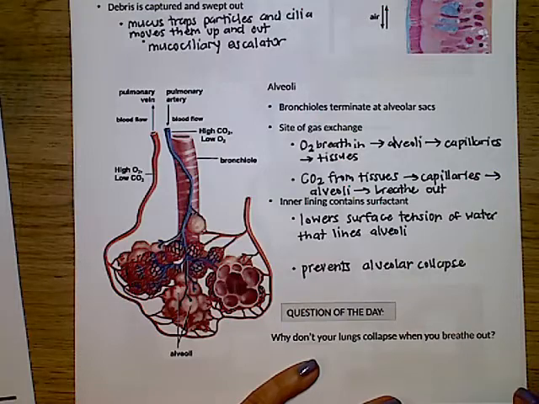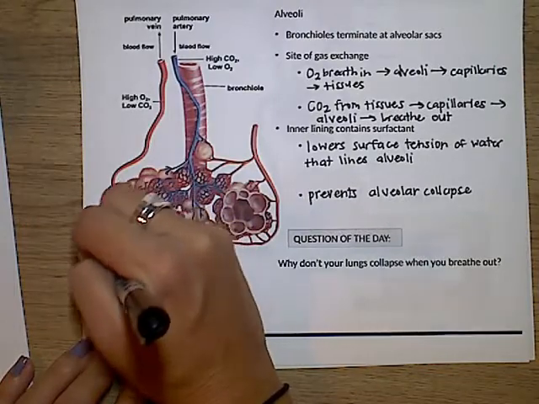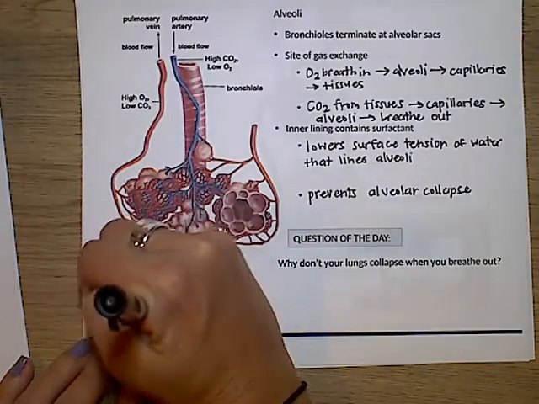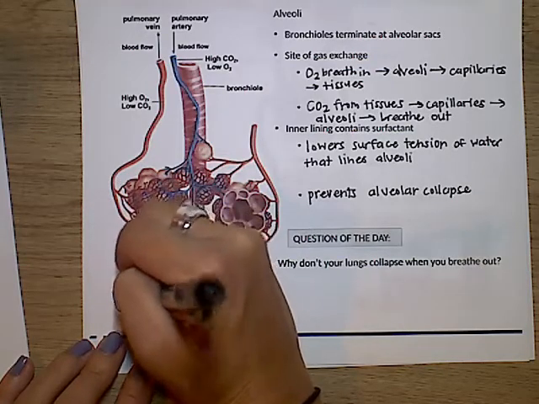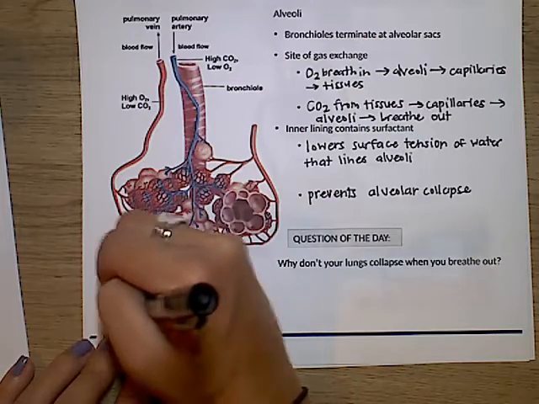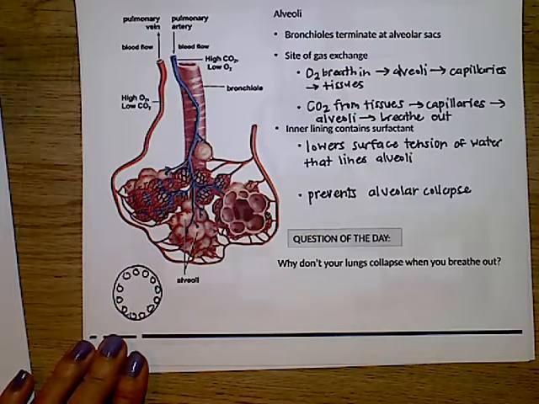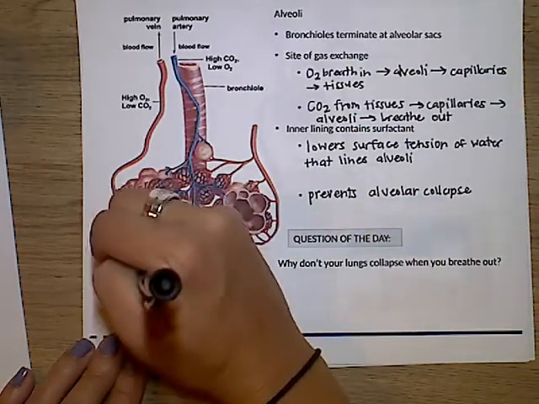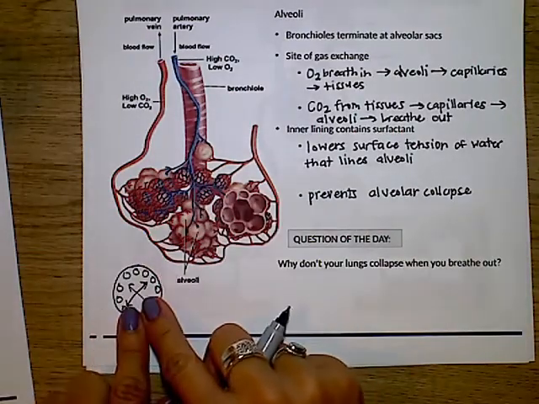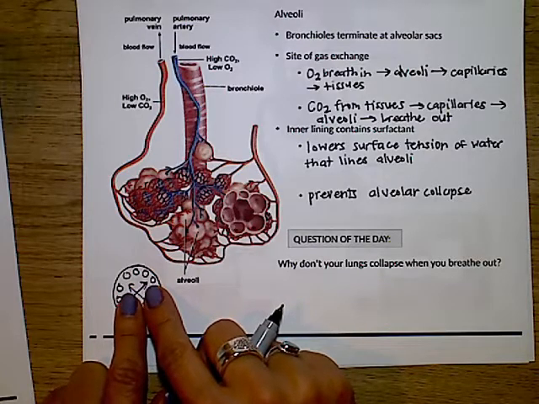So let's draw a single alveoli. It's kind of this grape shape like this, and it's lined with water molecules. If you remember our lesson on water, water has this property called cohesion, where it wants to stick to other water molecules. And so these alveolar sacs have a tendency to collapse on themselves because those water molecules want to be together. So this brings us to the question of the day.